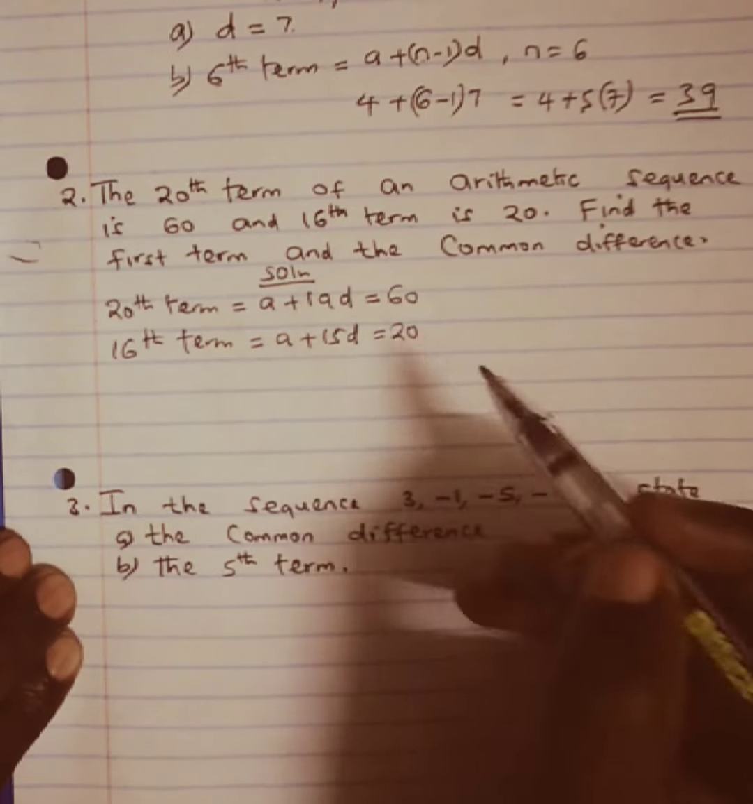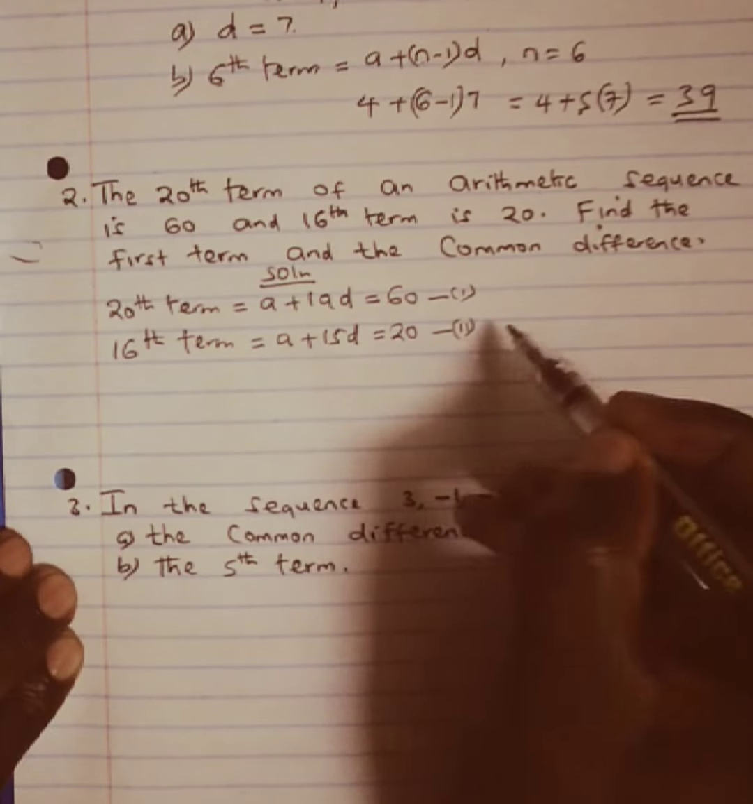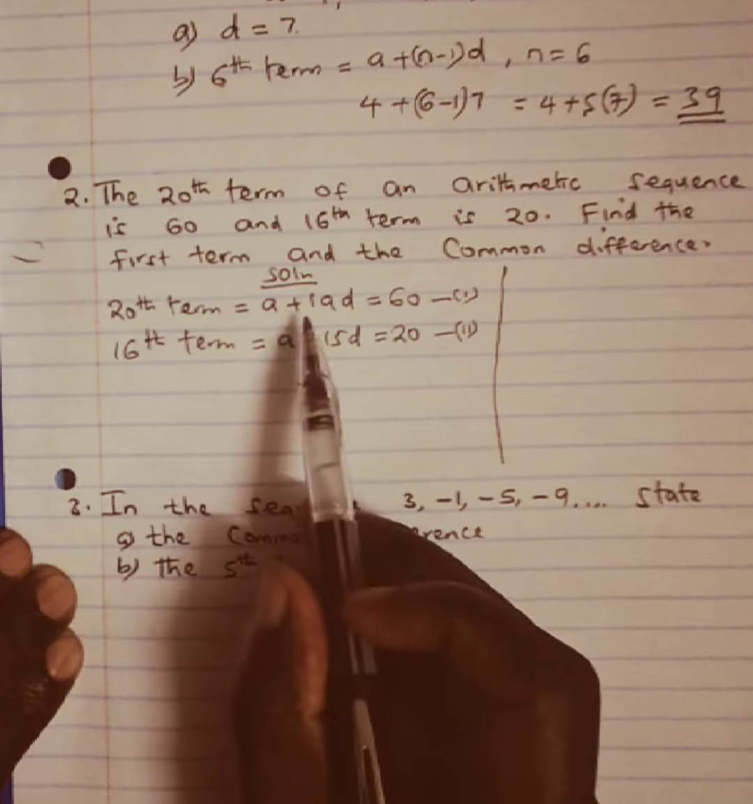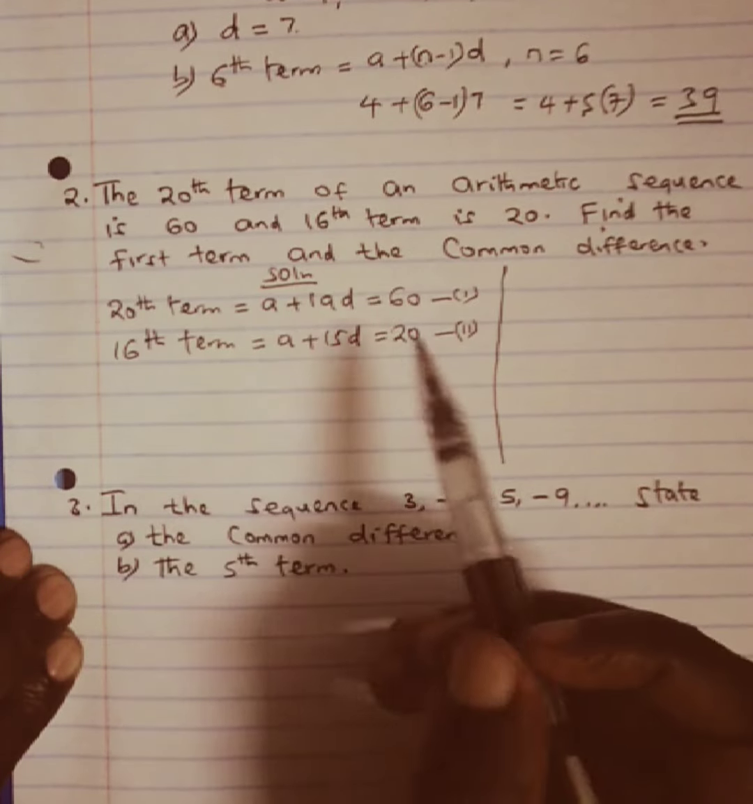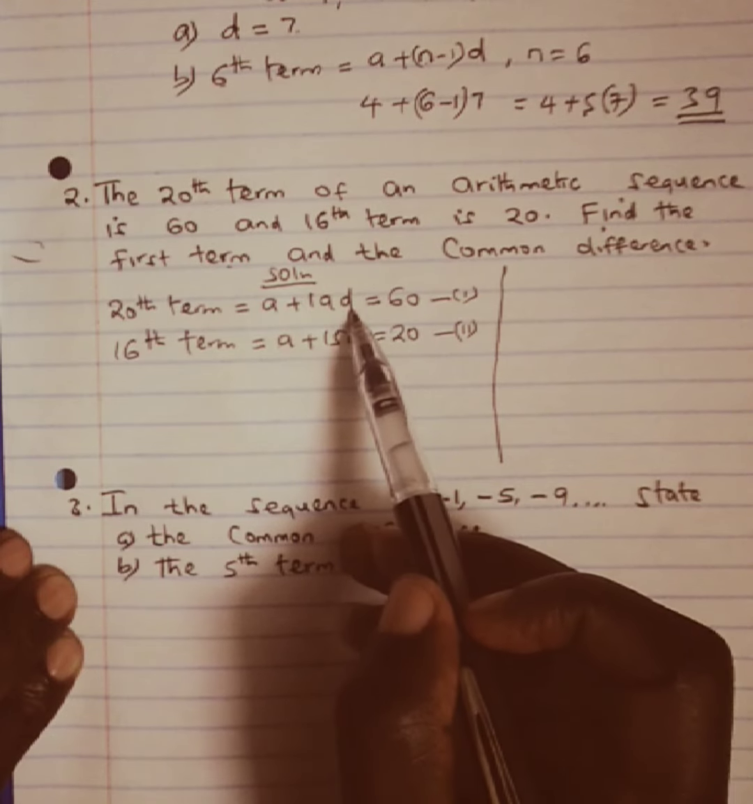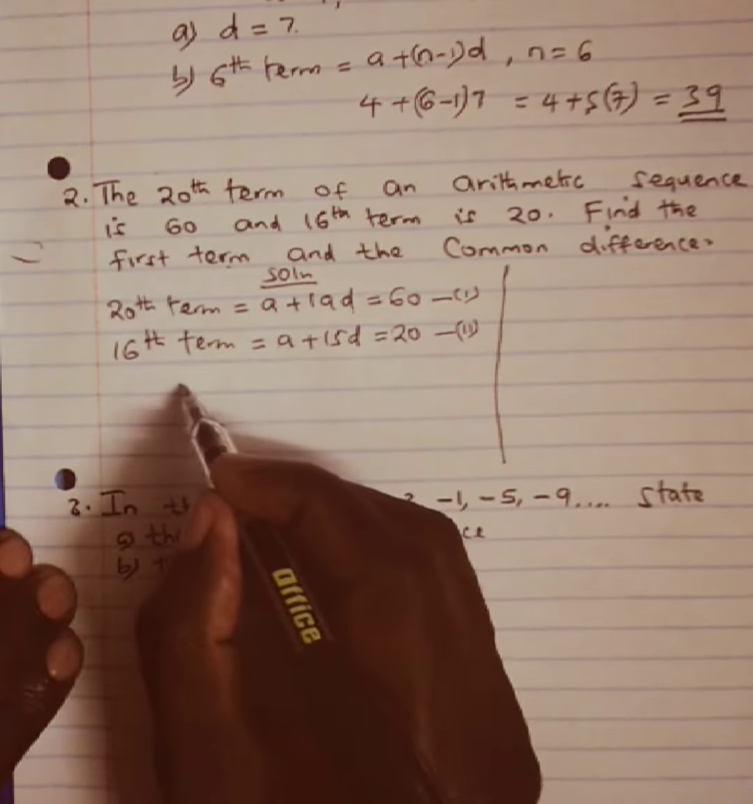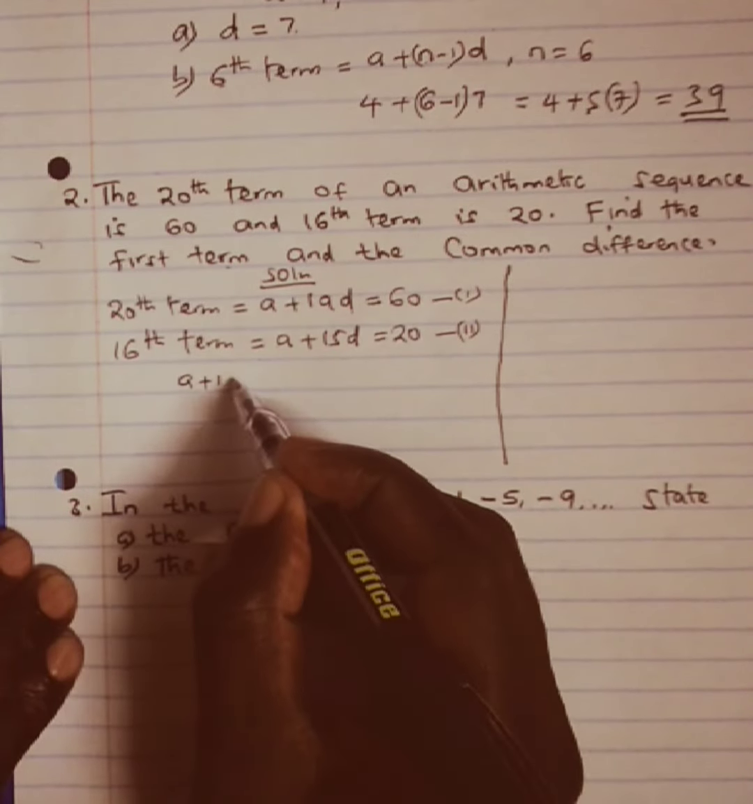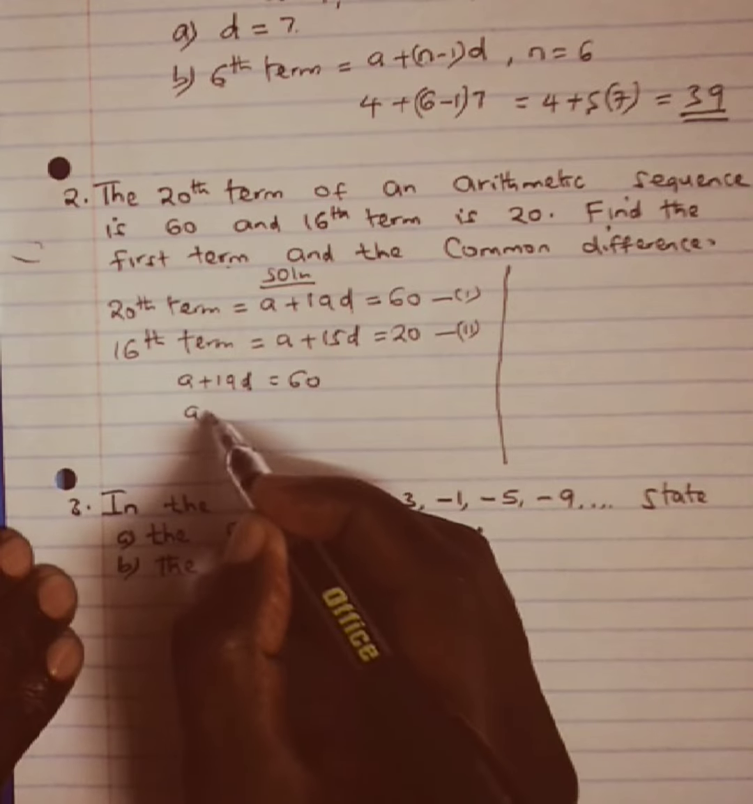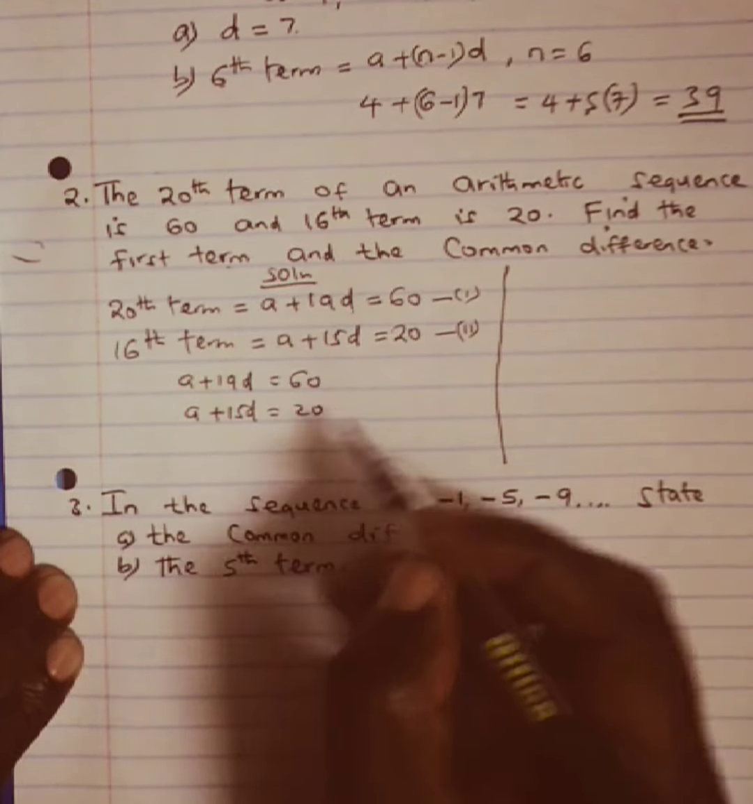Remember, these are two simultaneous equations. This is equation 1 and this is equation number 2. We are going to solve these two simultaneously for us to get the first term, which is a, and the common difference, which is d. If I can bring them down here, we are going to have a plus 19d being equal to 60 and a plus 15d being equal to 20.